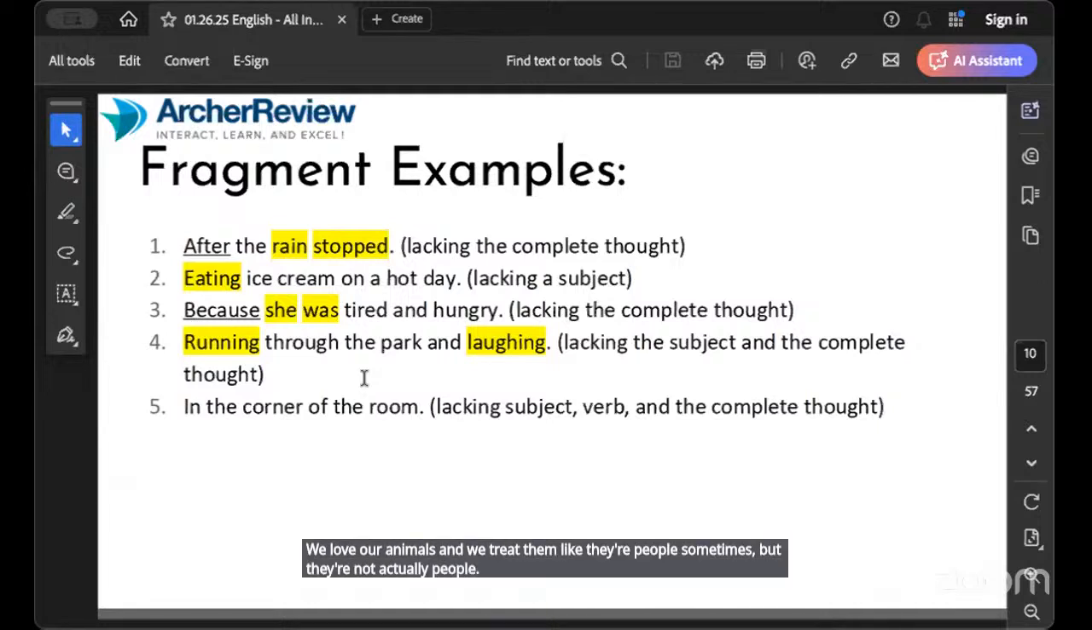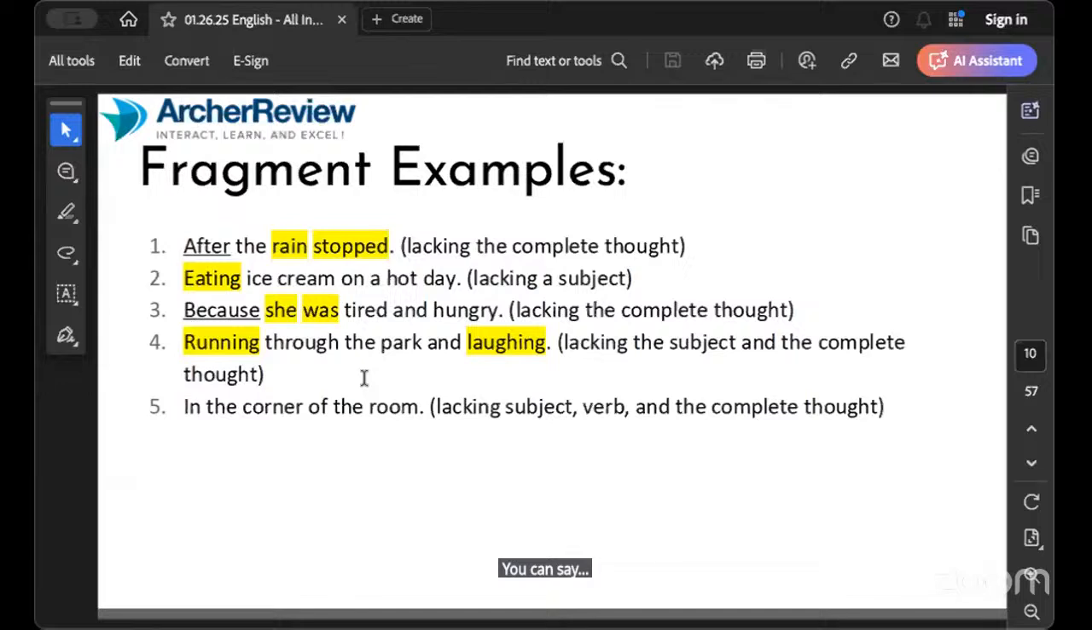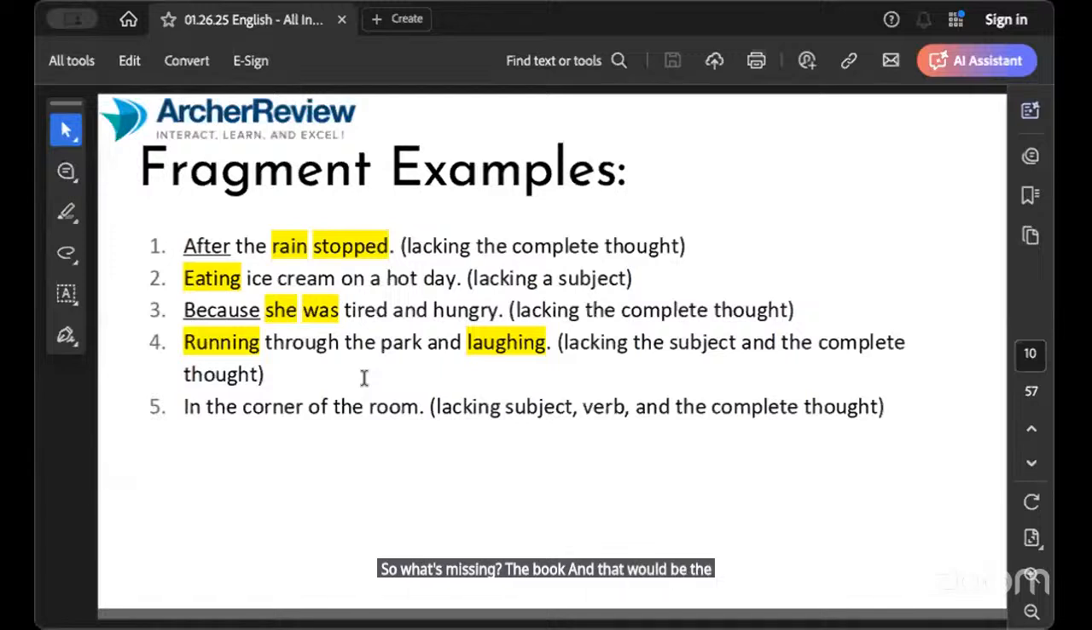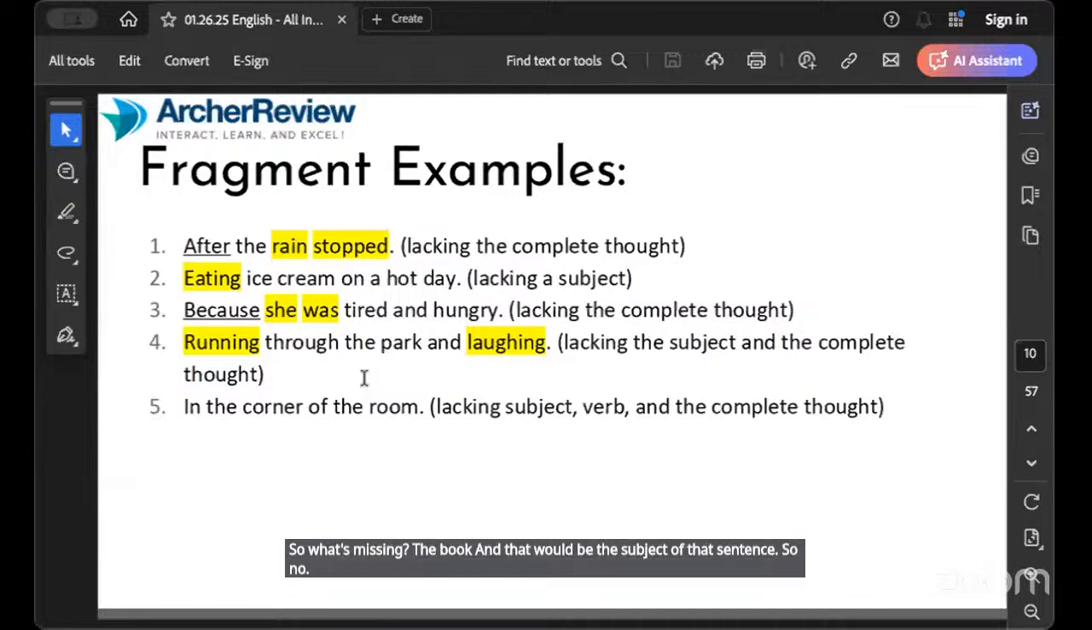You can say my book is missing. We're talking about the book being missing, but that's not a person. So what's missing? The book. And that would be the subject of that sentence. So no, a subject is not always a person.